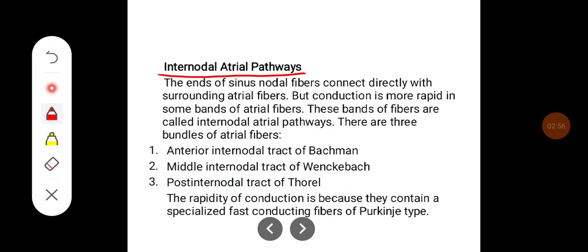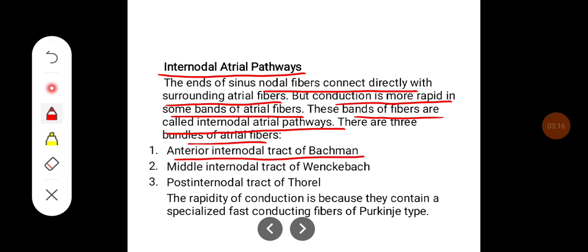Internodal atrial pathways. The ends of sinus nodal fibers connect directly with surrounding atrial fibers, but conduction is more rapid in some bands of atrial fibers. These bands of fibers are called internodal atrial pathways. There are three bundles of atrial fibers: the anterior tract of Bachmann, the middle internodal tract of Wenckebach, and the posterior nodal tract of Thorel. The rapidity of conduction is because they contain specialized fast conducting fibers of Purkinje type.